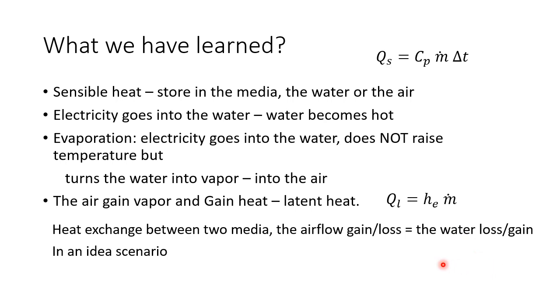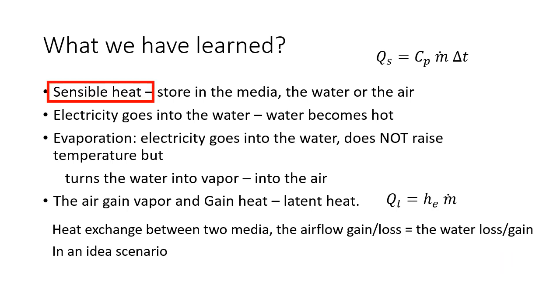So the heat exchange between two media through a heat exchanger, a coil: the airflow gain will be the water flow loss, and if the airflow loses, the water flow gains. So there's a 100% transfer from one medium to the other. That is an ideal scenario. In reality, there is always some loss to the surroundings, so there's always some kind of waste.